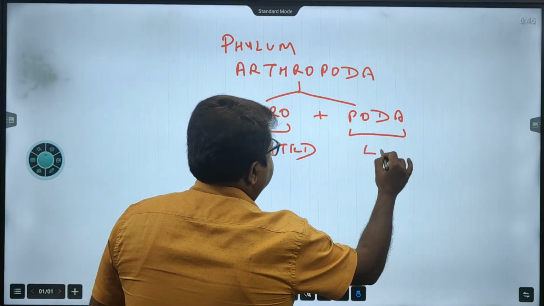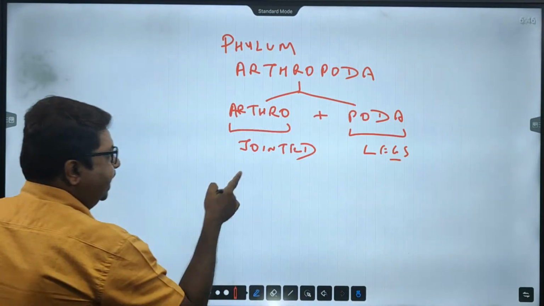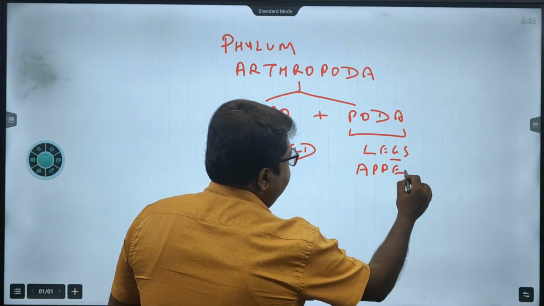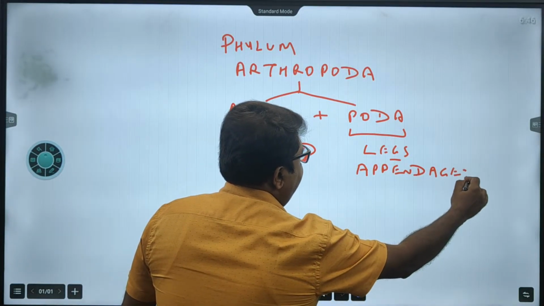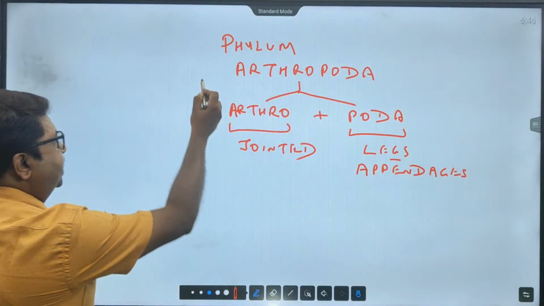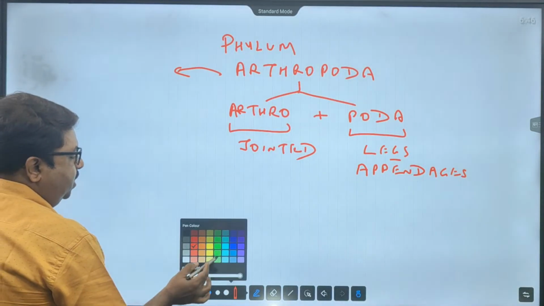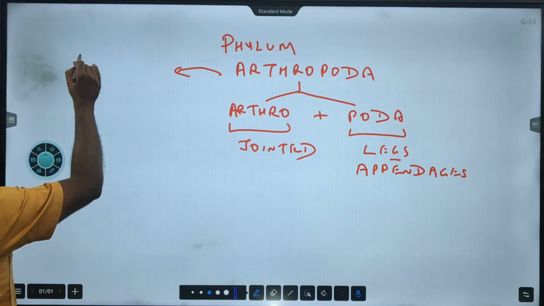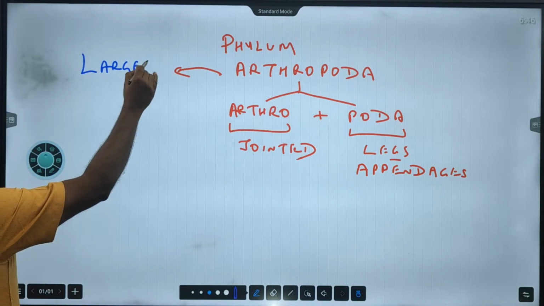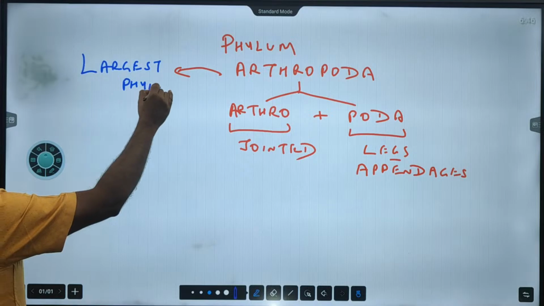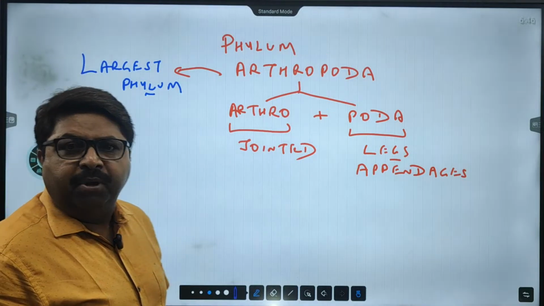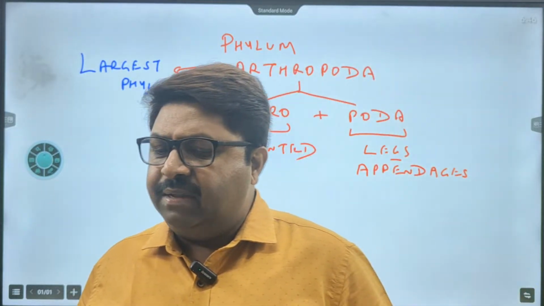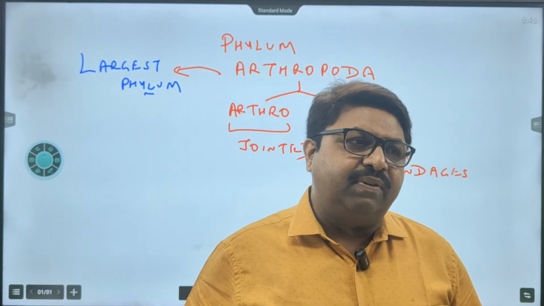And poda means legs. So what is the meaning of Arthropoda? Jointed legs, or we can call it jointed appendages. Done. So what is so very special about Arthropoda? What is the most important thing to know about it? It is the first, the largest phylum. That means the maximum number of species on earth belongs to this phylum. Maximum number of species of animals or insects come under this phylum.